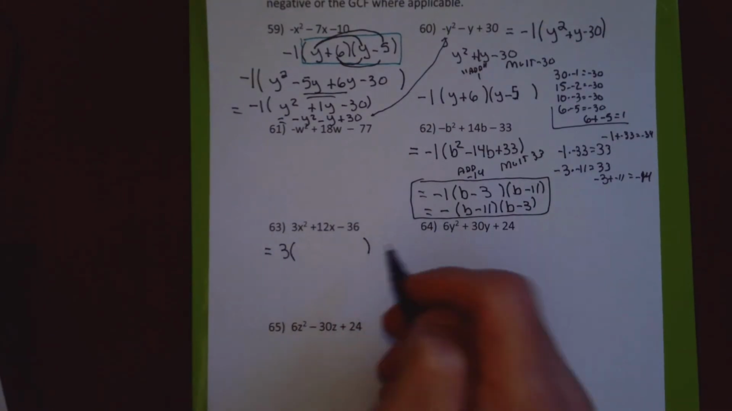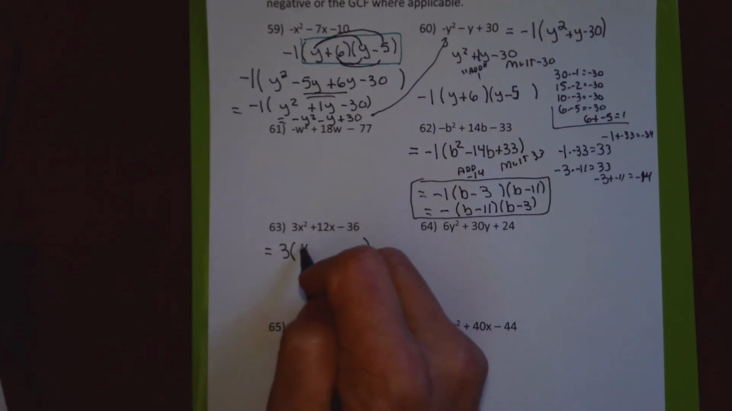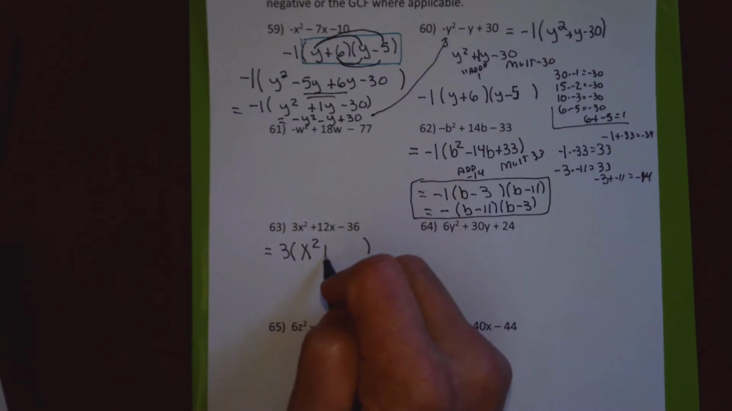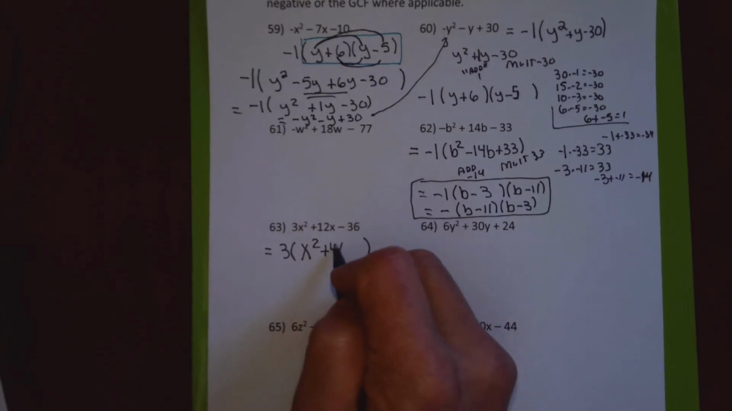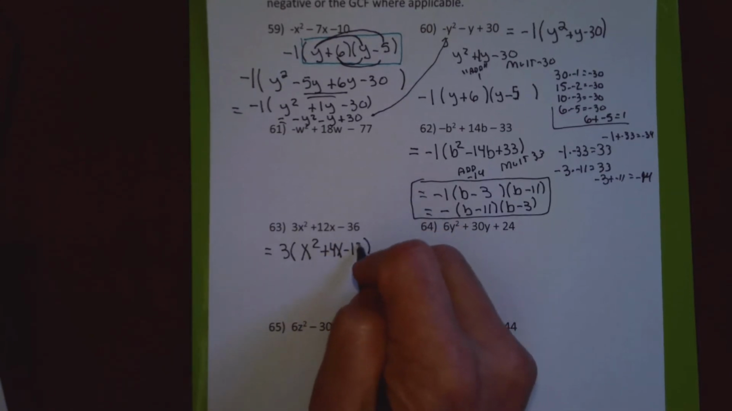I'm going to divide each of the numbers by 3. 3x squared divided by 3, the 3's will cancel and leave me an x squared. 12x divided by 3, the 12 divided by 3 will give me a 4, it will leave me an x. 36 divided by 3 is 12, I'm going to leave the minus sign.